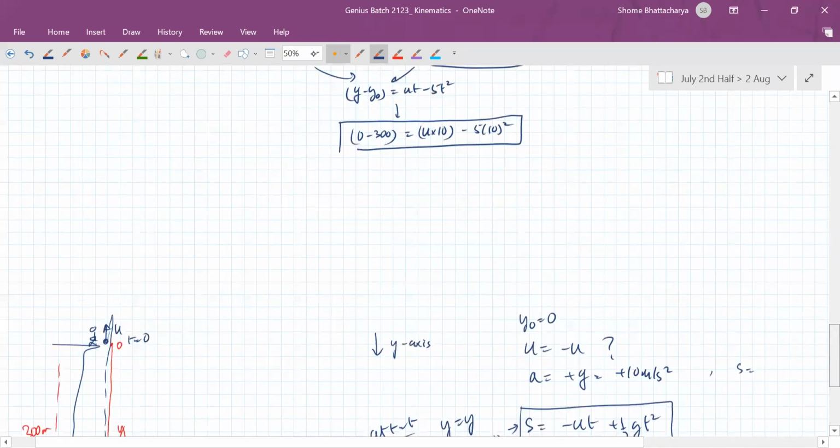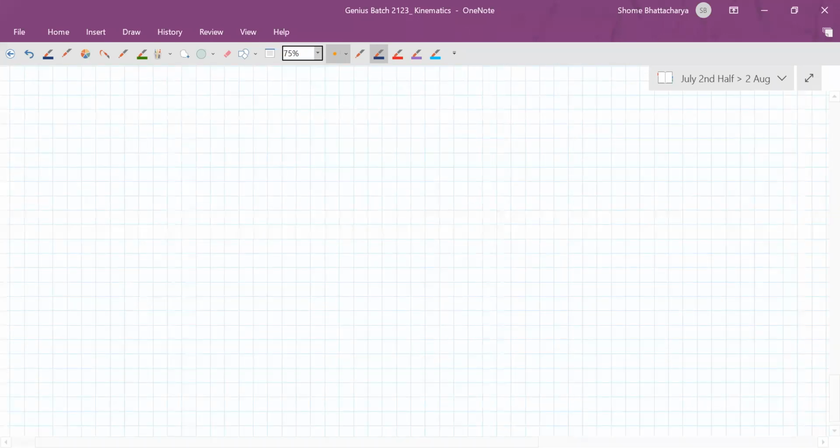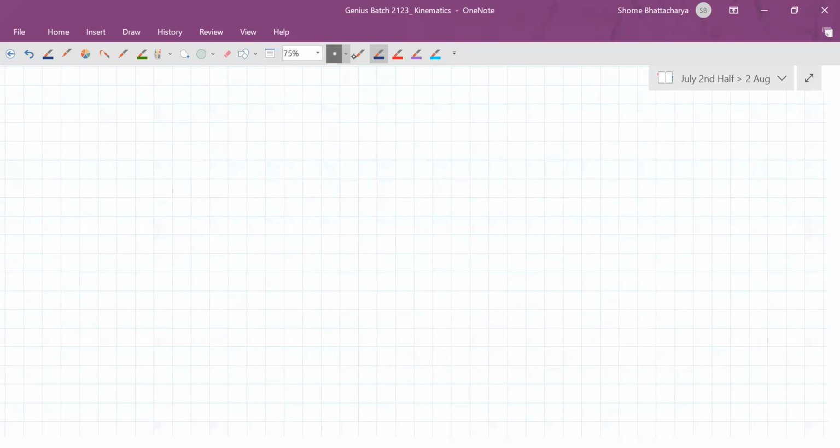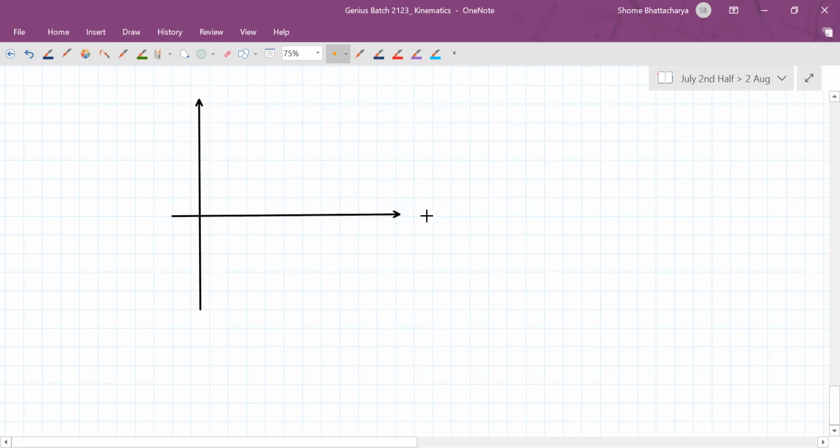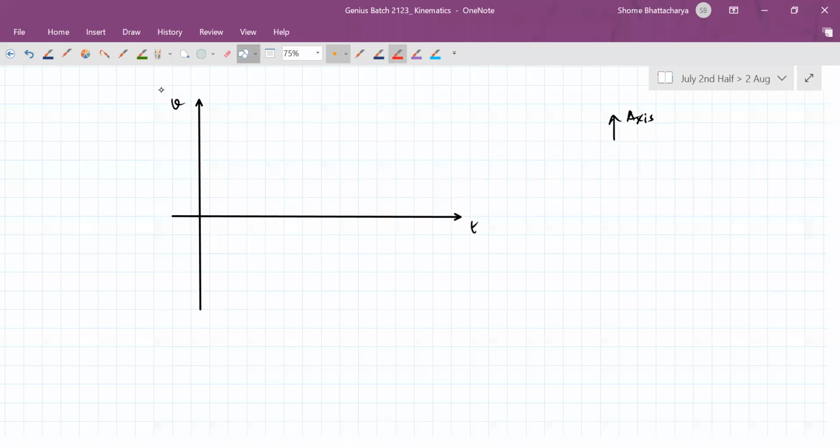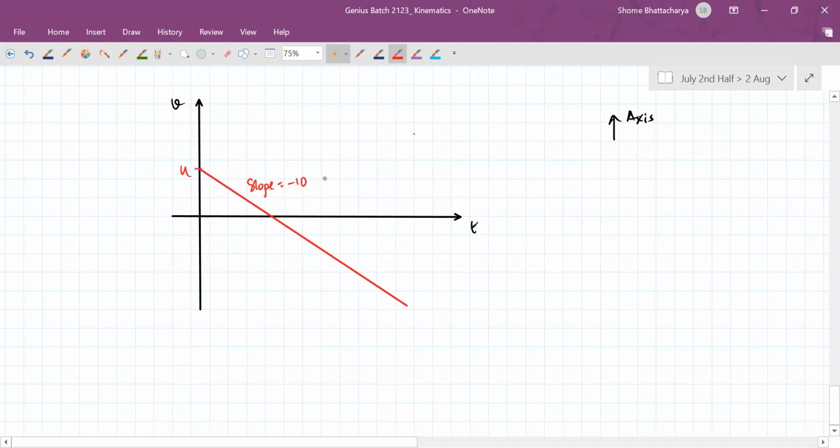Now, before we move on, just one last thing, another slightly abstract way of solving this question would be that we could go without the equations and we could just look at a velocity versus time graph. Again, taking upward direction as positive. Our axis is upwards. So if we look at a velocity versus time graph, it would be something like this here. Where this u is unknown, but the slope of this is minus 10.